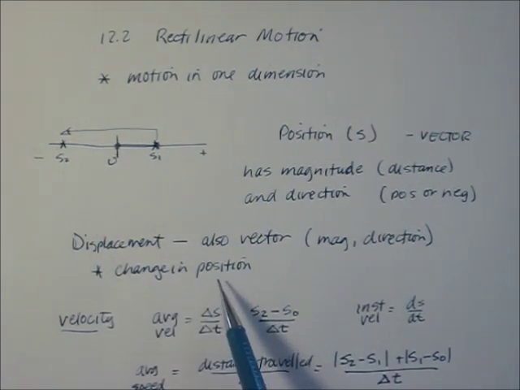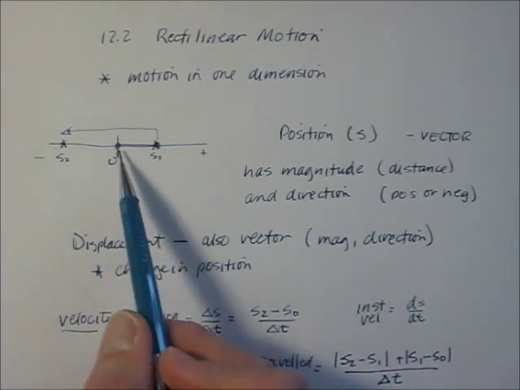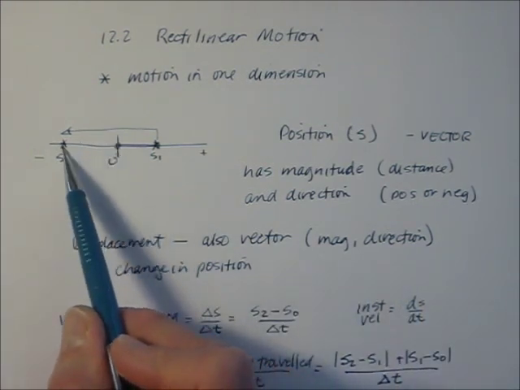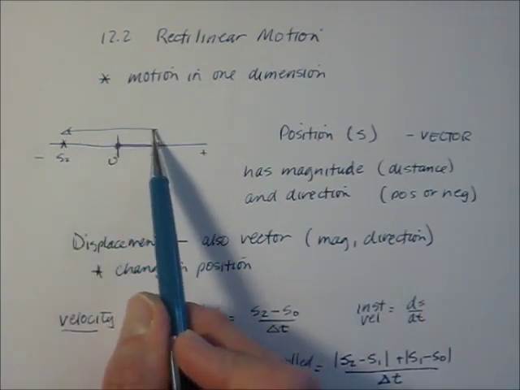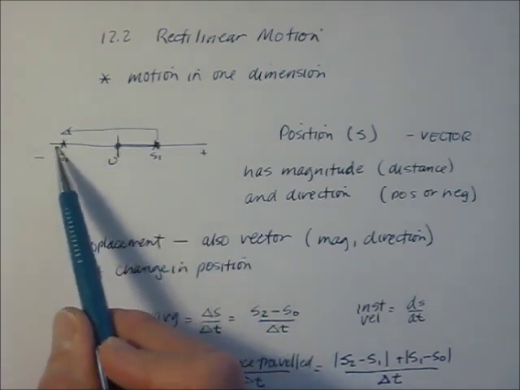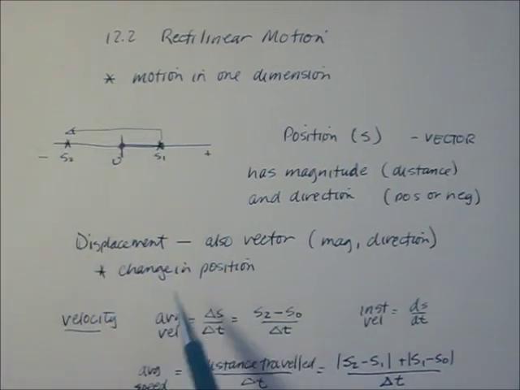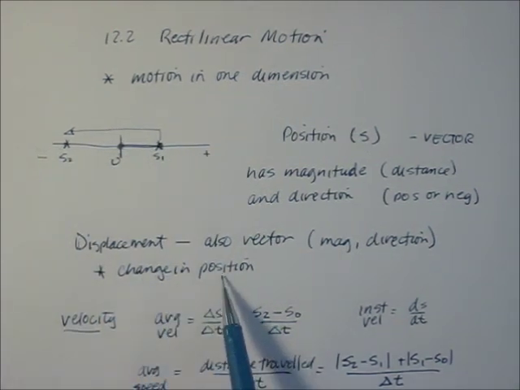Displacement is defined as the change in position. So it is also a vector, meaning magnitude and direction. So if I've moved from here to here, even if I go through S, my total displacement is just S2 minus S0. So this is my total displacement if I've moved from here back to here. And we call that change in position.